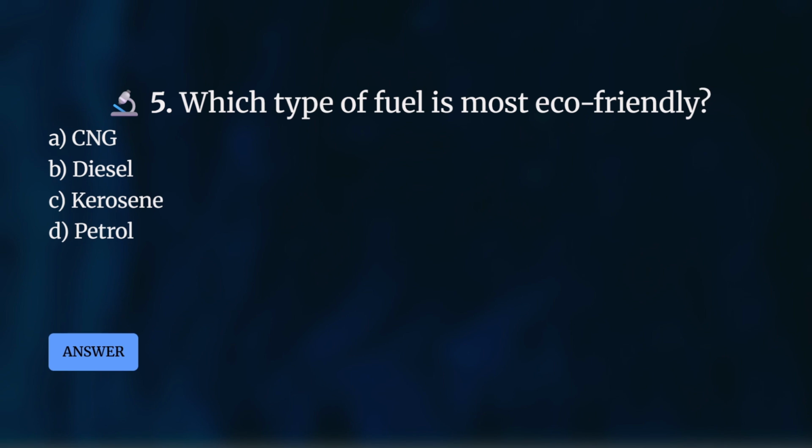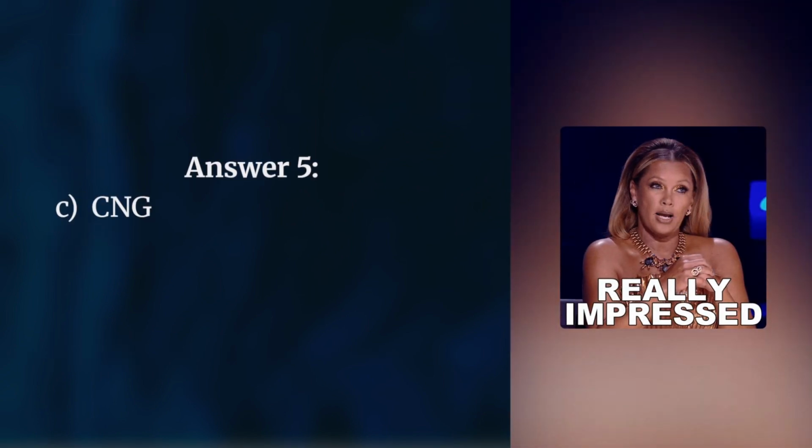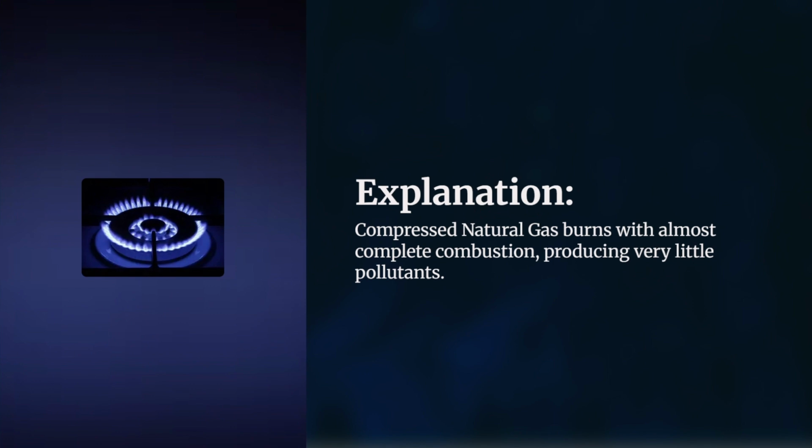Question number 5. Which type of fuel is most eco-friendly? The options are A. CNG, B. Diesel, C. Kerosene, or is it D. Petrol? The correct answer is CNG. Why? Because compressed natural gas or CNG burns with almost complete combustion, producing very little pollutants.